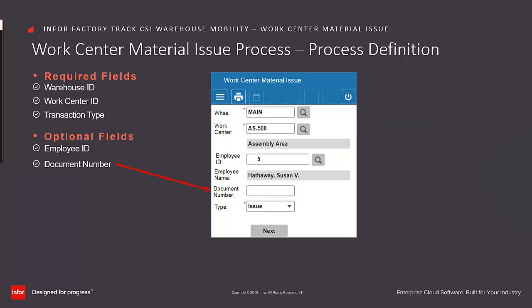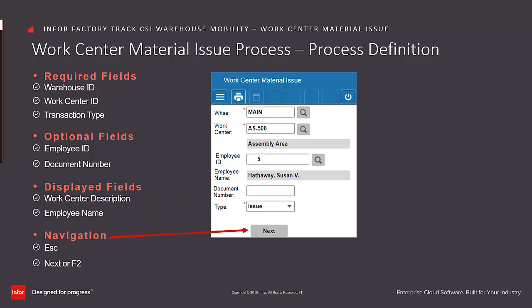We can enter the document number which can be used to tie transactions together. The Work Centre description field is displayed after specifying the Work Centre ID. The employee name is displayed if an employee ID is specified. Click on Next to continue.